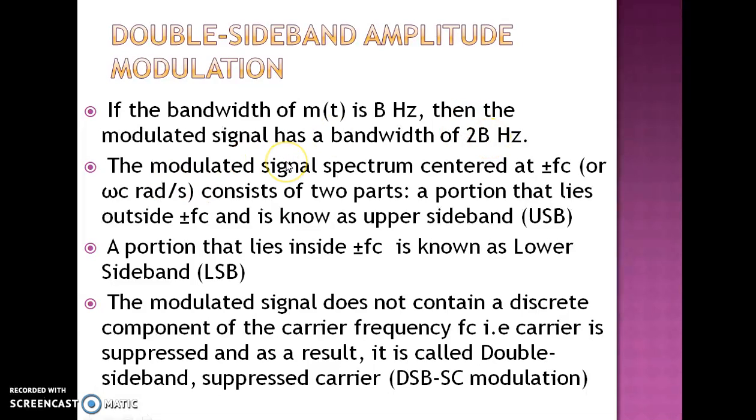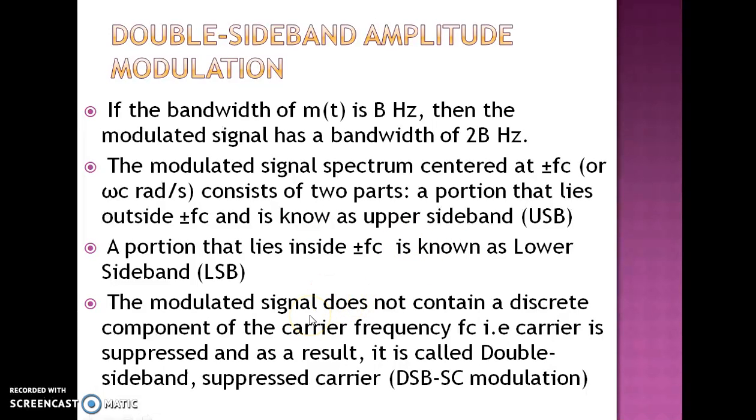The modulated signal spectrum is centered at plus minus Fc or omega c radian per second. It will consist of two parts, upper sideband and the lower sideband. The portion which lies outside plus minus Fc is called the upper sideband, and the portion which lies inside plus minus Fc is called the lower sideband.